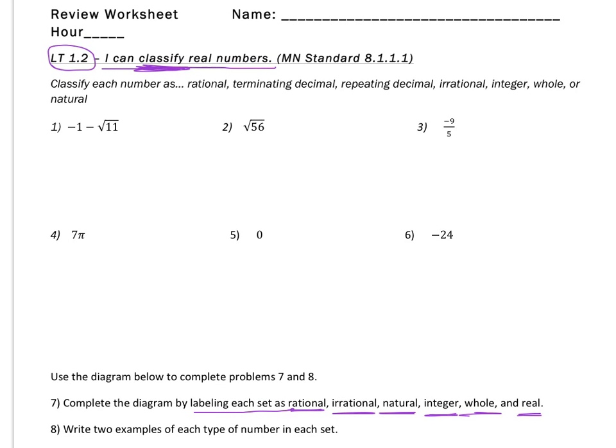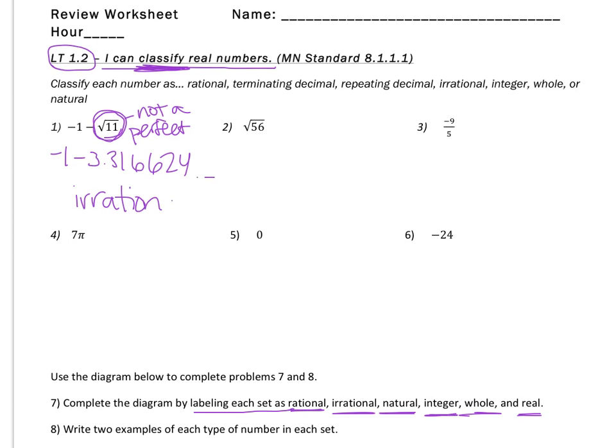Pretty much with this first one, whenever you see the square root of something that's not a perfect square, I know that that's going to be an irrational number. It's going to be a decimal that goes on and on forever. So if we type that in our calculator, we're going to get -1 minus 3.316624... It goes on forever. So just by looking at that, if we were to subtract it, we know that my answer is going to be irrational. It's going to be a decimal that goes on forever. So that's number 1. Same thing with number 2.